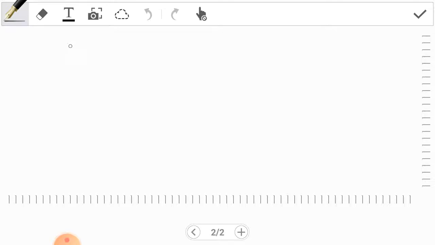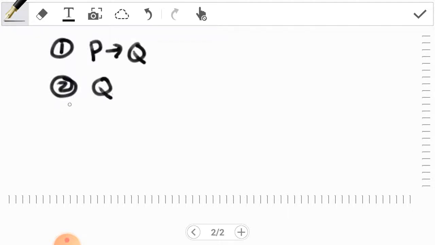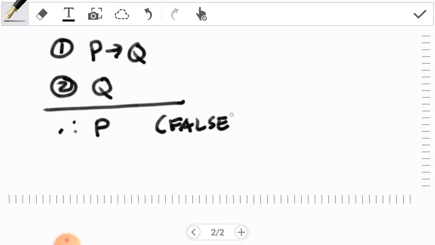Example number 1. Let's say we have our first premise as P implies Q. And then let's say our second premise is Q. And let's consider our conclusion to be P. Now, if we want to verify whether this argument is invalid, we will force the conclusion to have a false value.